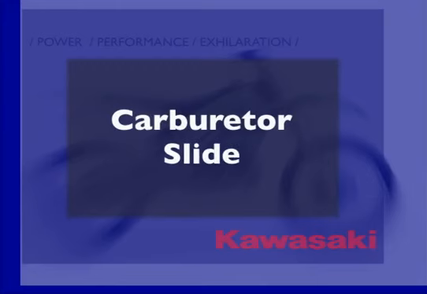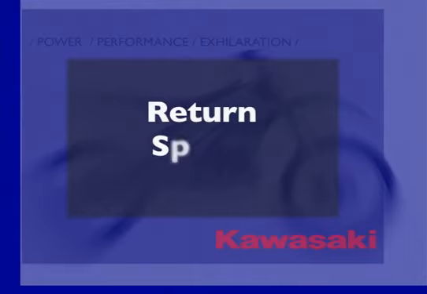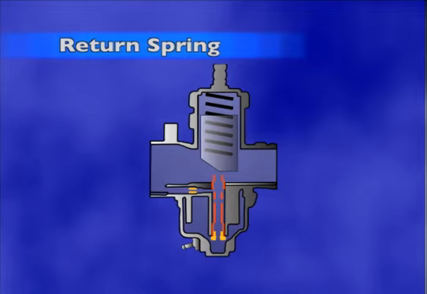A slide mounted inside the carburetor body offers a means to control airflow and vary the size of the venturi. Located at right angles to the center of the venturi, the purpose of the slide is to vary the amount of air that is available to the engine. Located inside the slide, a return spring ensures that the throttle returns to the closed position when released.